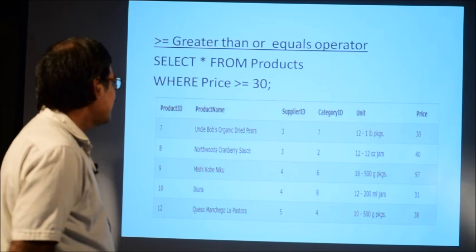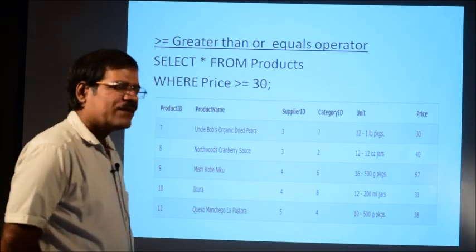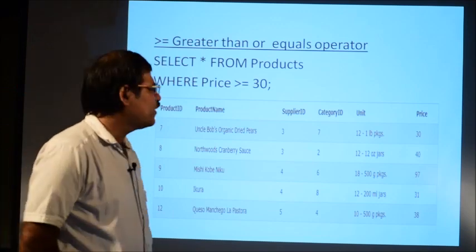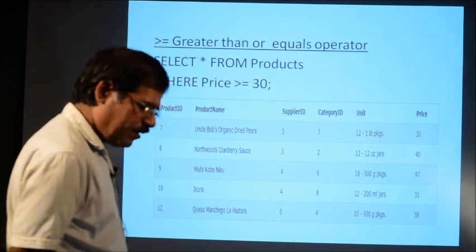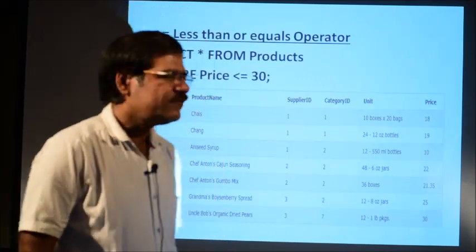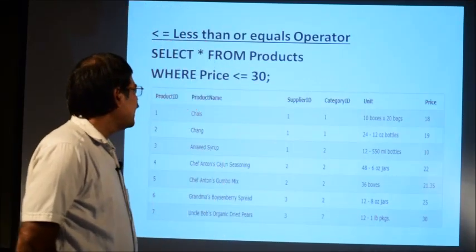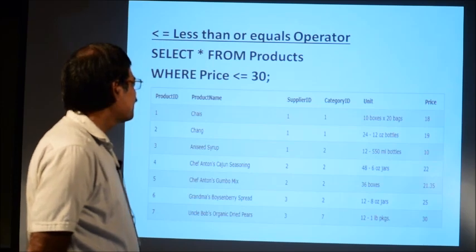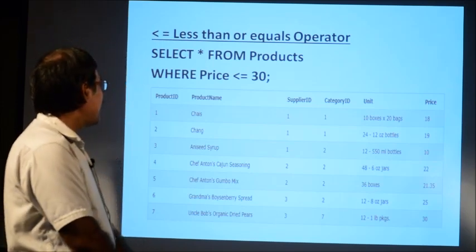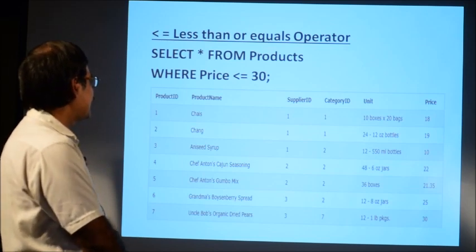So from the products table, the records with price value equal to 30 and greater than 30 will be selected from the table and displayed on your computer screen. Similarly, less than or equal to: select star from products where price less than or equal to 30.